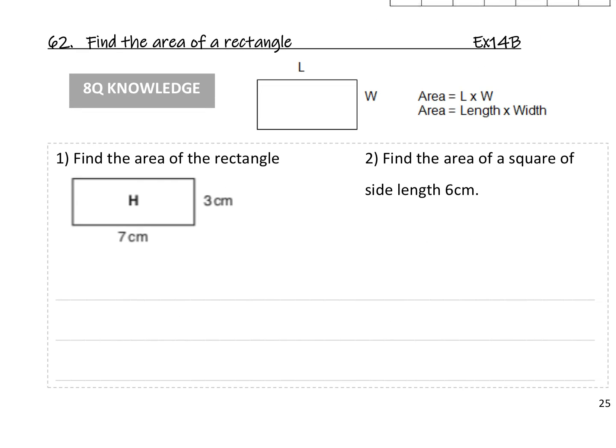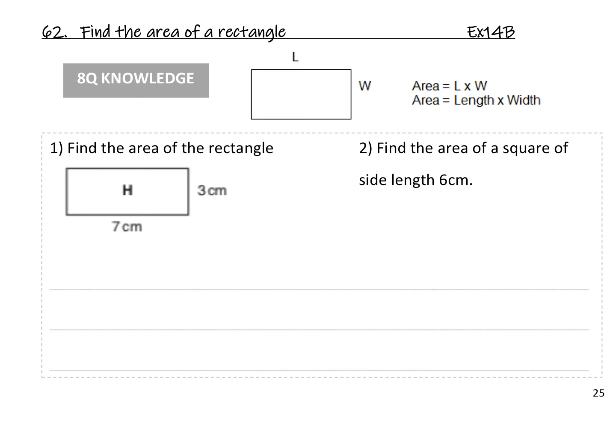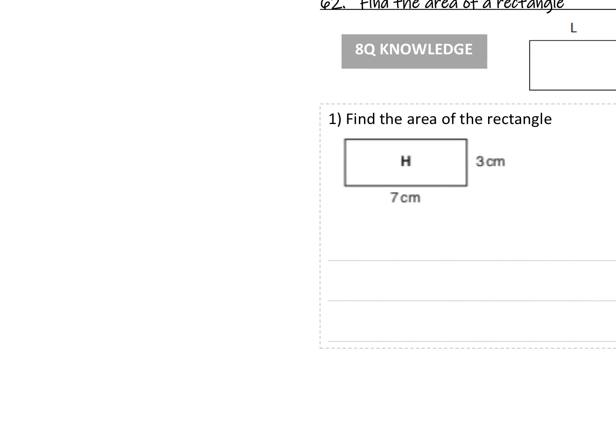Find the area of a rectangle. The formula for the area of a rectangle is you multiply the length by the width. And we've got to, number 1 here, find the area of that rectangle.